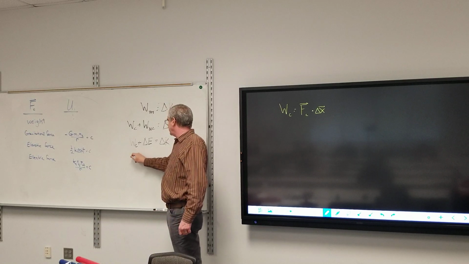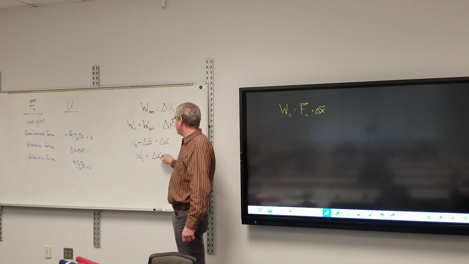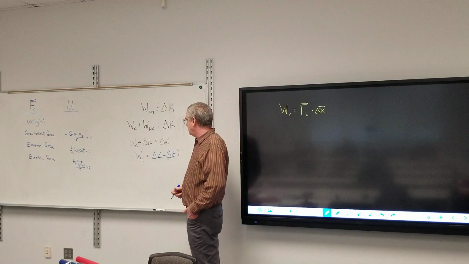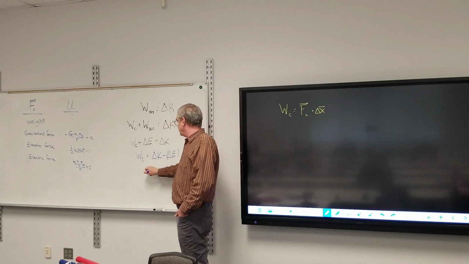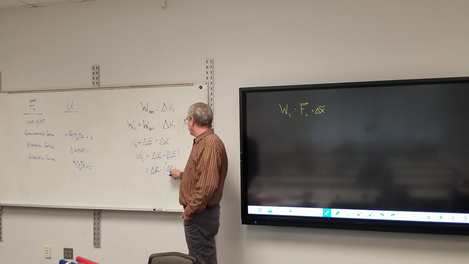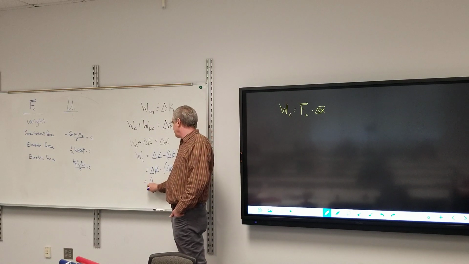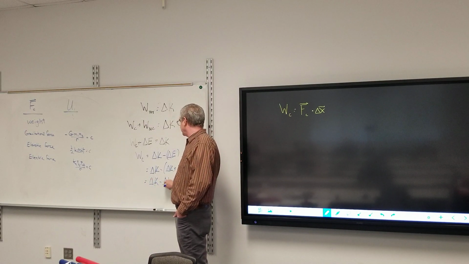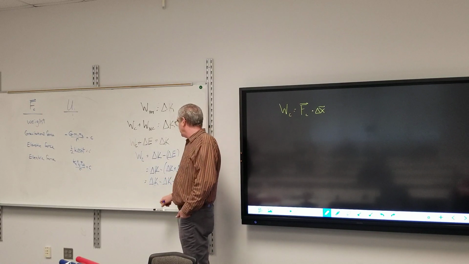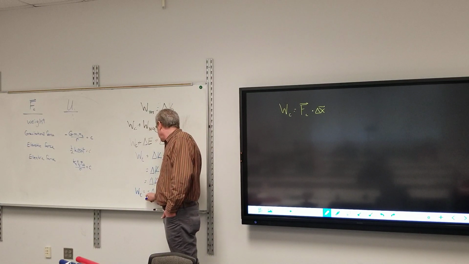I'm going to isolate the conservative work. So that's equal to the change in kinetic energy minus the change in mechanical energy. My energy, I just have two types here. So that is the change in kinetic minus the change in kinetic plus change in potential energy. Distributing, I have negative delta K minus delta K minus delta U. The delta K's cancel out, and I'm left with conservative work is equal to the negative change in potential energy.